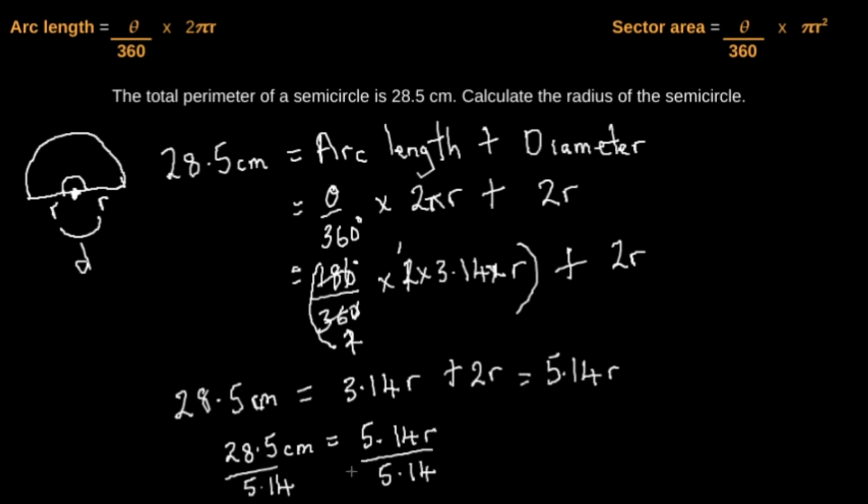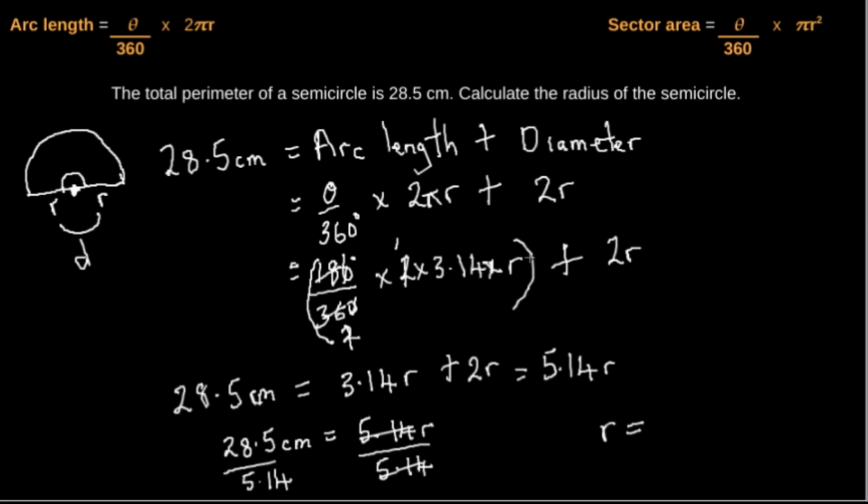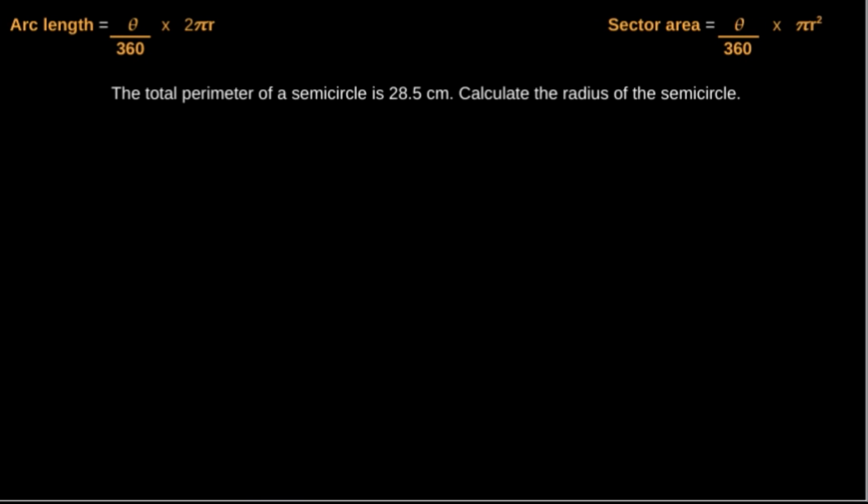5.14, so we can find out what r is. Definitely this cancels this. All right, so r equals 28.5 divided by 5.14, and that will give us 5.5 to 1 decimal place. Or let me put it in 2 decimal places. So that will be 5.54 centimeter. That is our radius. As simple as that. All right, let's go on to something else.